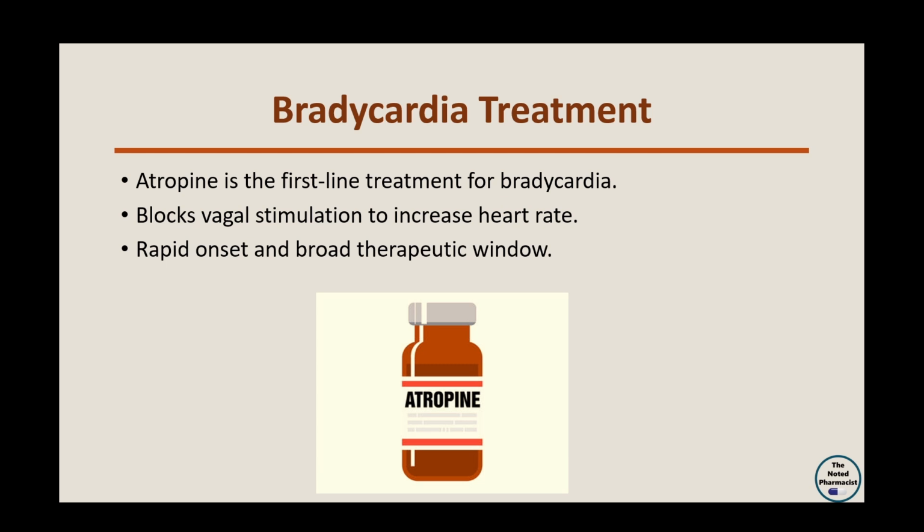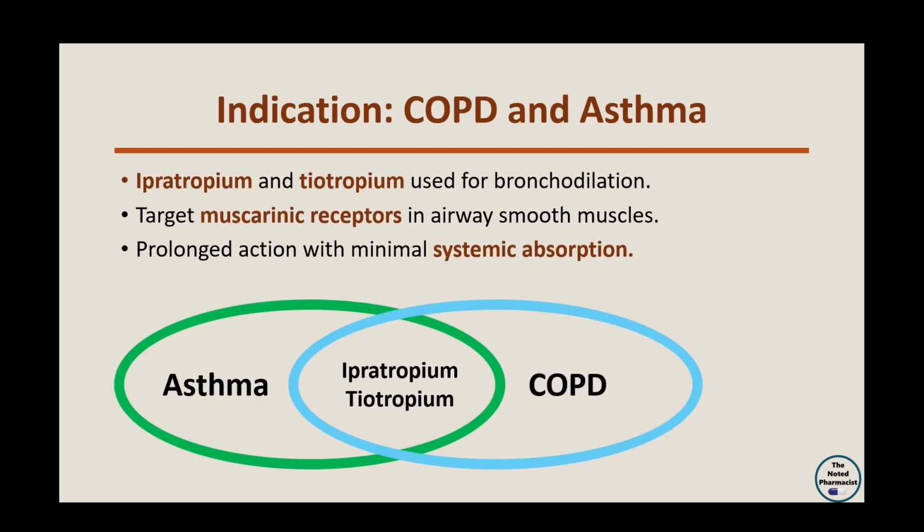Another vital indication for anticholinergics is the management of respiratory conditions, such as chronic obstructive pulmonary disease, COPD, and asthma. Drugs like ipratropium and tiotropium provide bronchodilation by inhibiting muscarinic receptors in airway smooth muscles. Their prolonged action and minimal systemic absorption ensure targeted relief with a favorable safety profile.